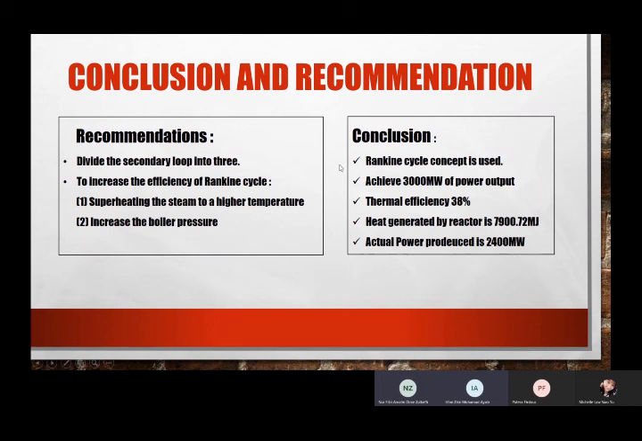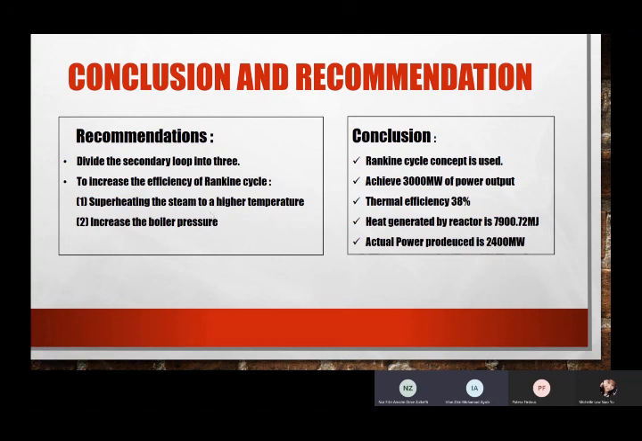One way to increase the efficiency of the Rankine cycle is by superheating the steam to a higher temperature. By doing so, the average temperature during heat addition will increase. As a result, both network output and heat input will increase, which can lead to an increase in thermal efficiency. Besides, this method can also decrease the moisture content of the steam at the turbine outlet, which can preserve the turbine and reduce the erosion of the turbine.